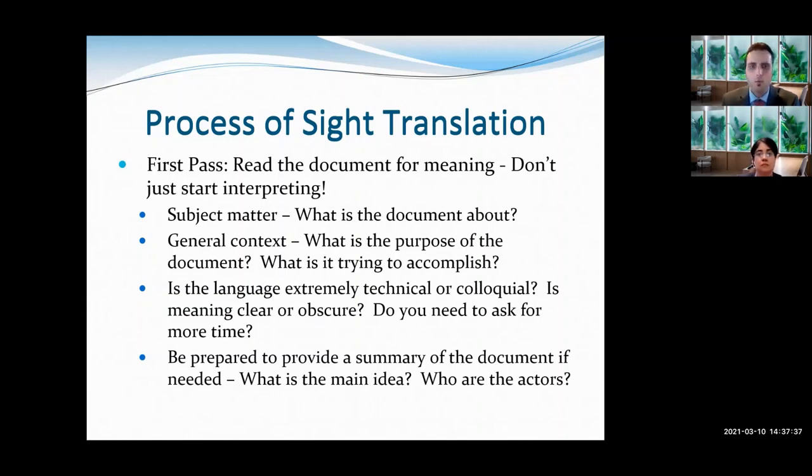It's okay, right? We're talking about a sight translation, which by definition is going to be imperfect, much more so if you don't even really understand the topic you're looking at. So ask for more time. By the end of this first step, you should be able to provide a summary of the document if needed. So by the end of your time reading for meaning, would you be able to give a summary, and say something like, Your Honor, this document is apparently a letter of reference.